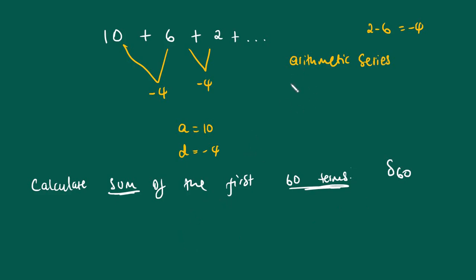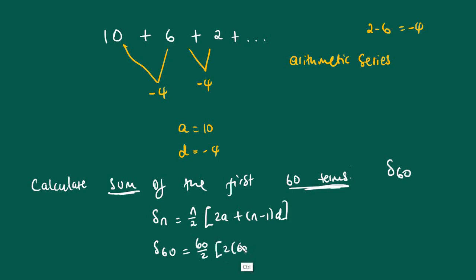So it's arithmetic. Now I have to choose between those two formulas for arithmetic, remember. But here I don't know the last term because it says add until infinity. So I'm just going to use the normal one we used before, which is n over 2 and then 2a plus n minus 1 d. So I'm looking for the sum of 60. I'll just say 60 divided by 2, then 2 into the first term, remember, is 10. So I have to substitute 10 there. And then n is going to be 60. Right? And then my difference is going to be -4.